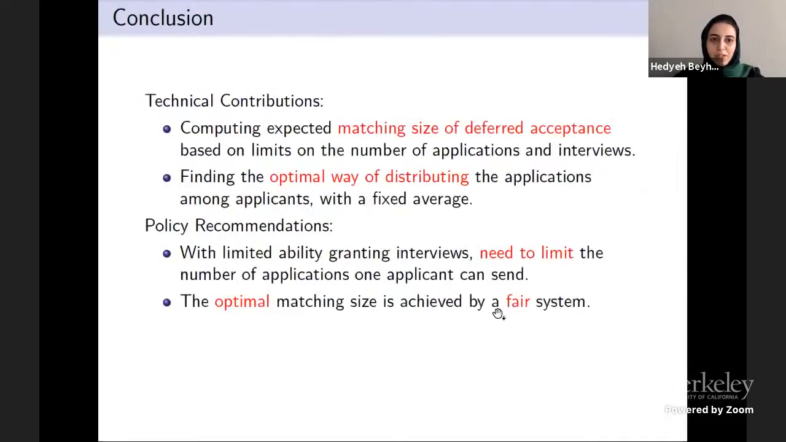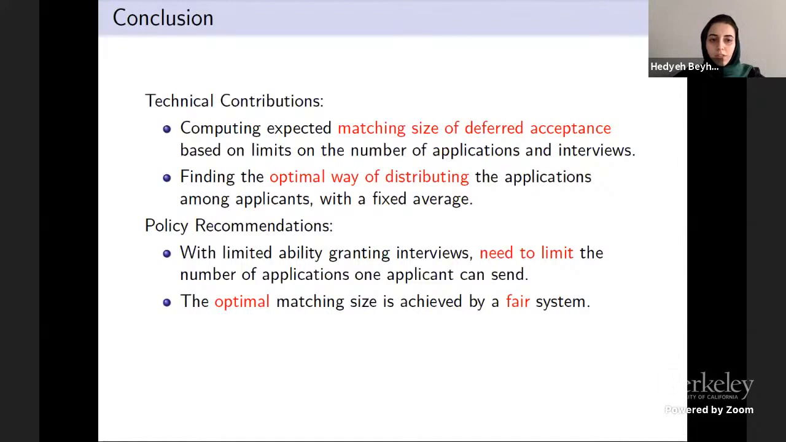Okay, let me conclude. Our main technical contributions are 1, computing the expected size of the matching as the outcome of the deferred acceptance algorithm when there are limits on the number of applications and interviews. And 2, finding the optimal way of distributing the applications when we're given the total number of applications.